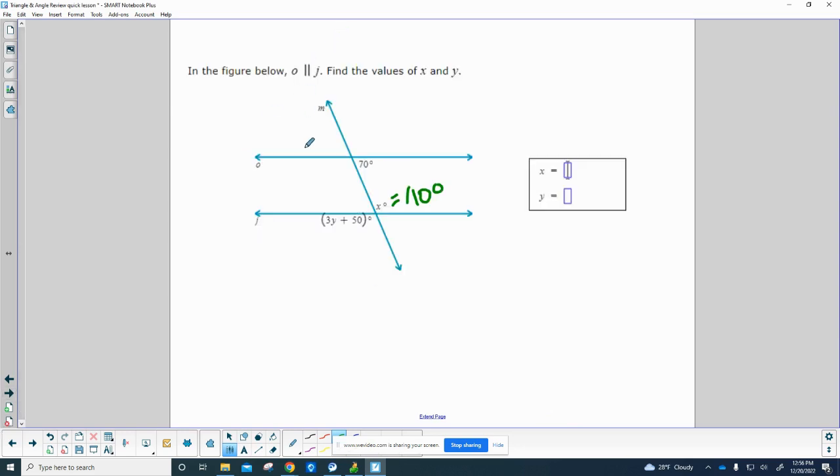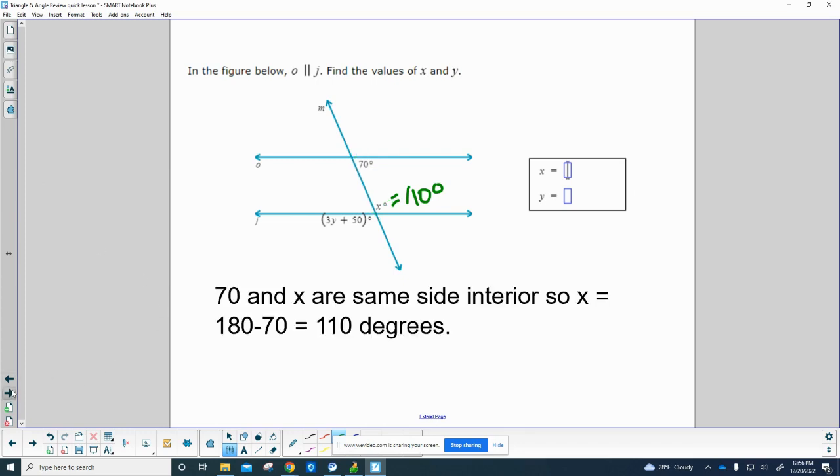Okay, next we have a diagram here where we're looking for x and y. Now we notice that 70 and x are both interior angles on the same side of this transversal. We know from the theorems that we've learned that these are called same side interior angles, and so they add up to 180 degrees. So 180 minus 70 equals 110. So I know that x is 110 degrees. And I could put that in there, right?